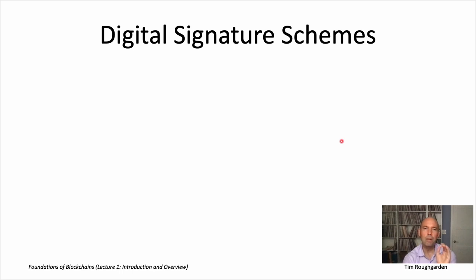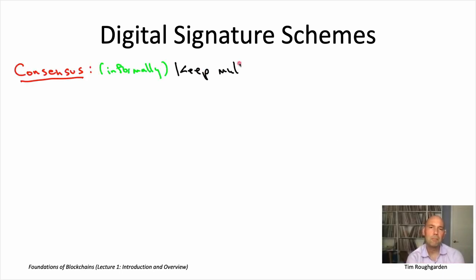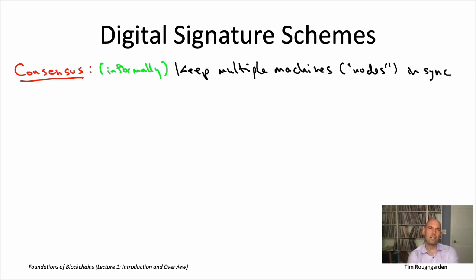But let me just tell you what I mean, very informally, by consensus. Consensus is roughly going to mean keeping a bunch of machines in sync. And in this context, machines are often referred to as nodes. I encourage you to think of these nodes as just machines that are scattered all over the globe, communicating with each other over the internet.